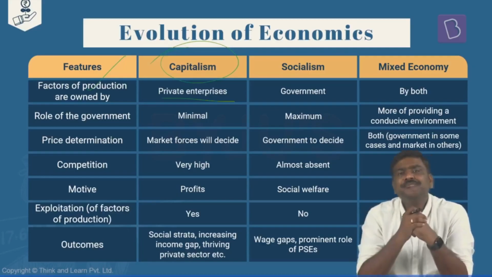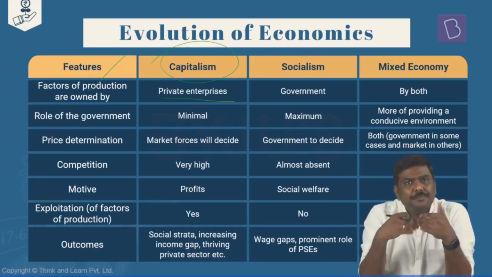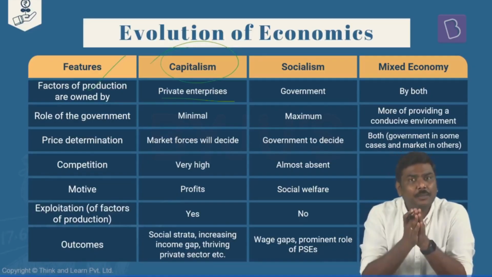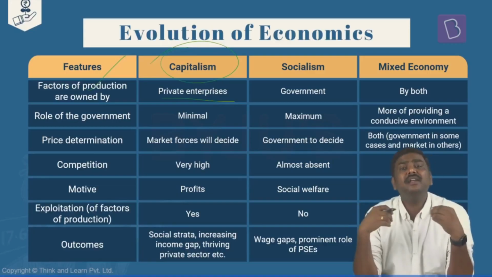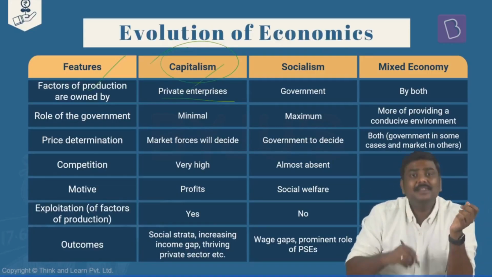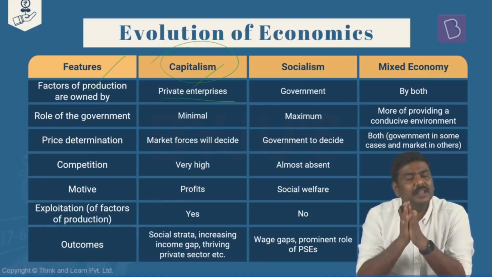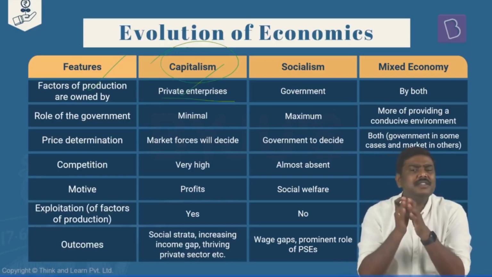For example, USA. In case of USA, the majority of the goods or services are actually produced and supplied in the economy by the private sector enterprises. The land, labor, capital, entrepreneurship, all of them are majorly owned by the private sector enterprises itself. Now, whenever you come across the term private and public, the difference is simply this.